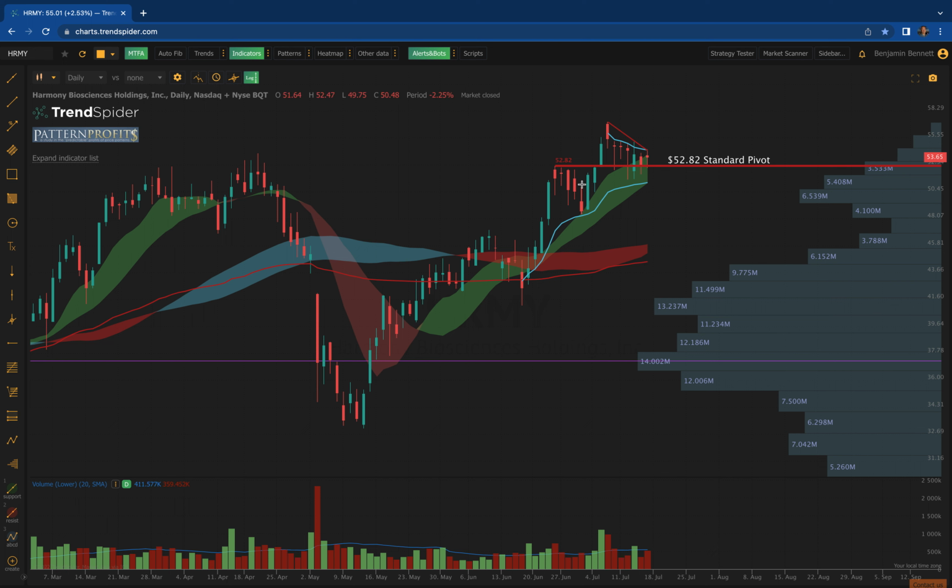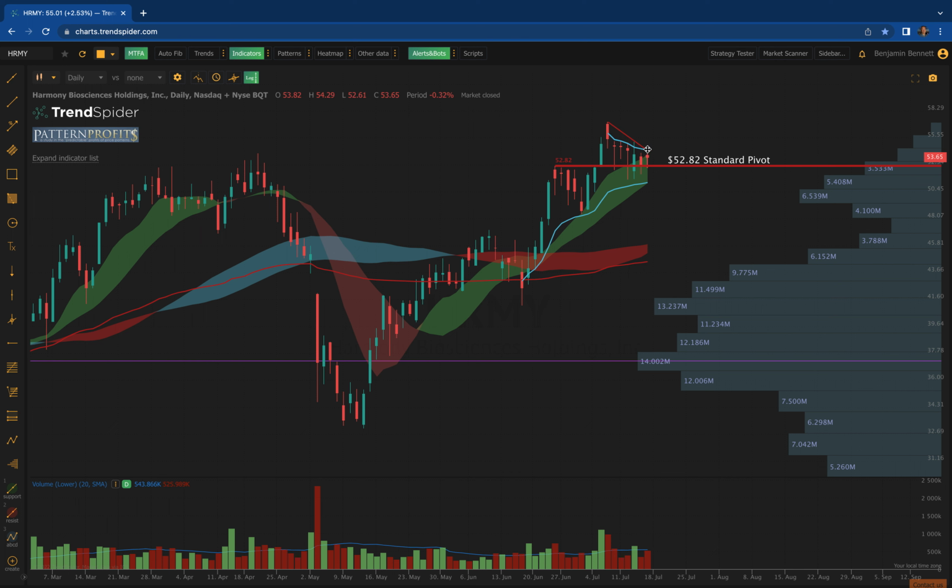Had this cup pattern, put in a little handle, broke out through there. Good volume there on the breakout. Came back in, retested that pivot right into the 10/20 cloud as well. Consolidated, quiet volume in that consolidation.